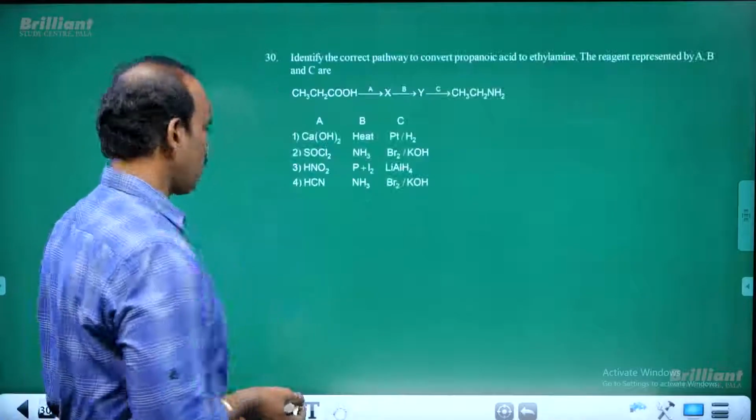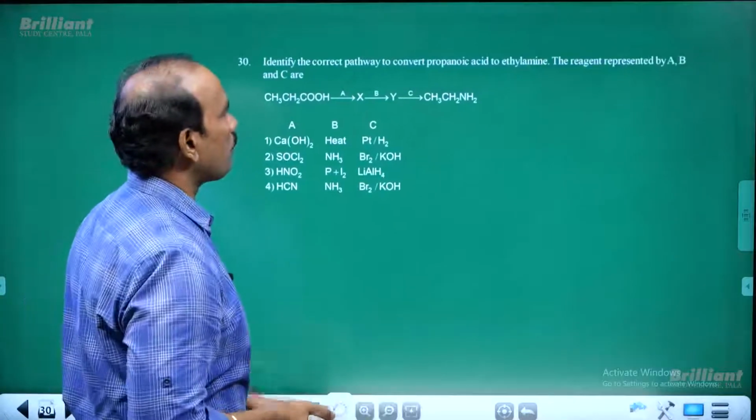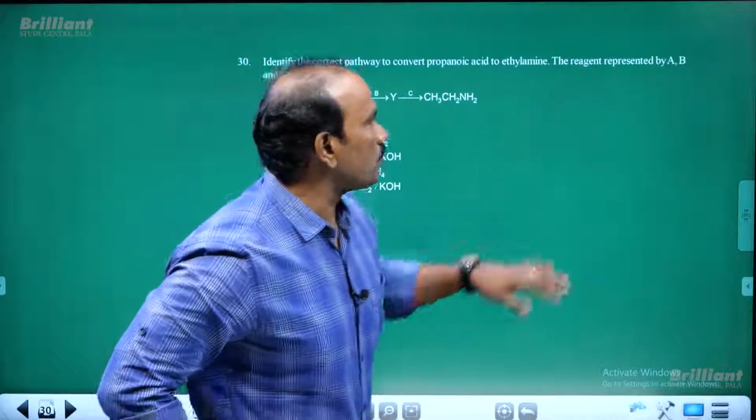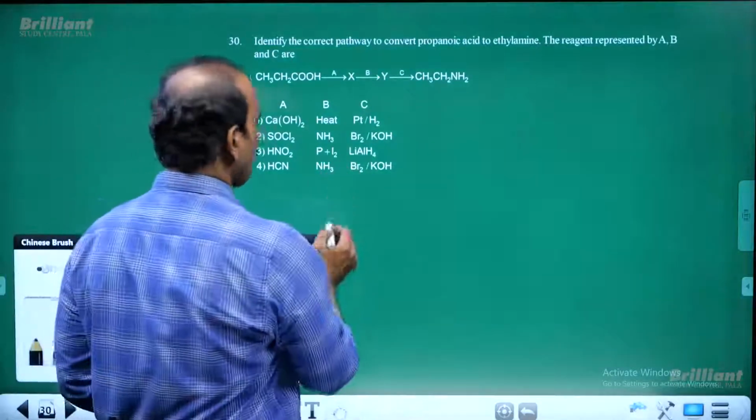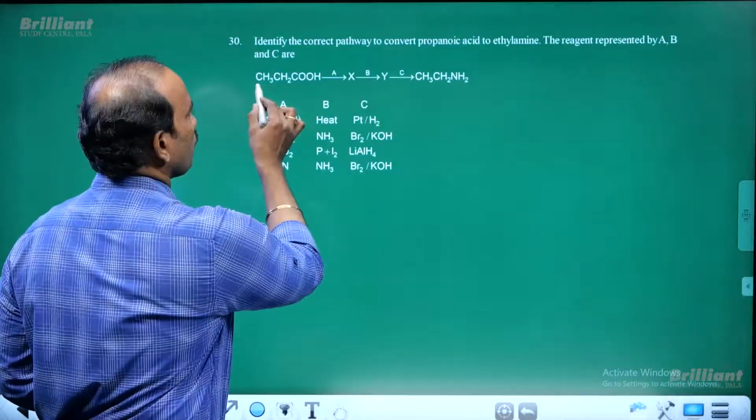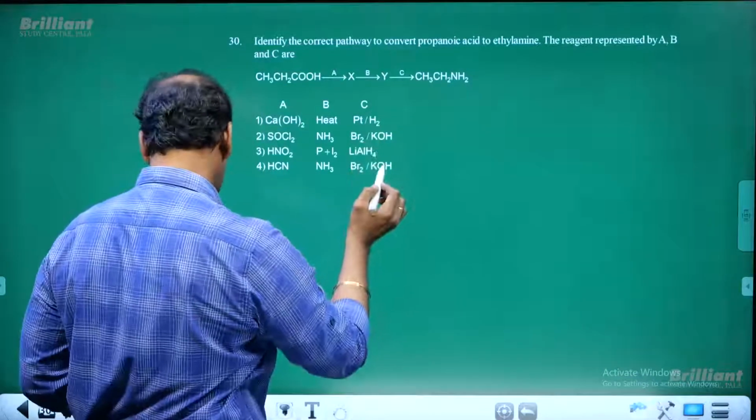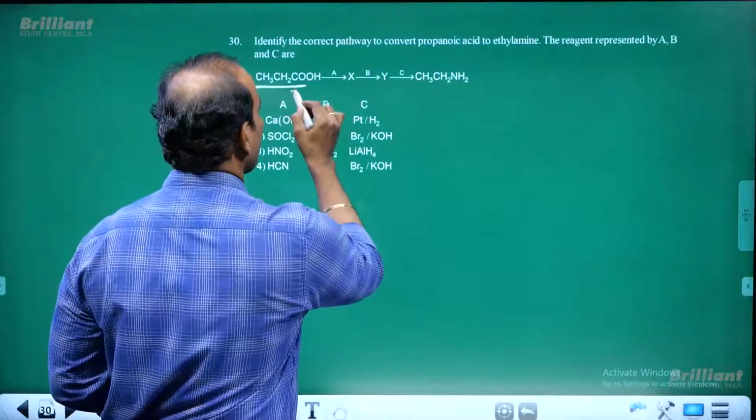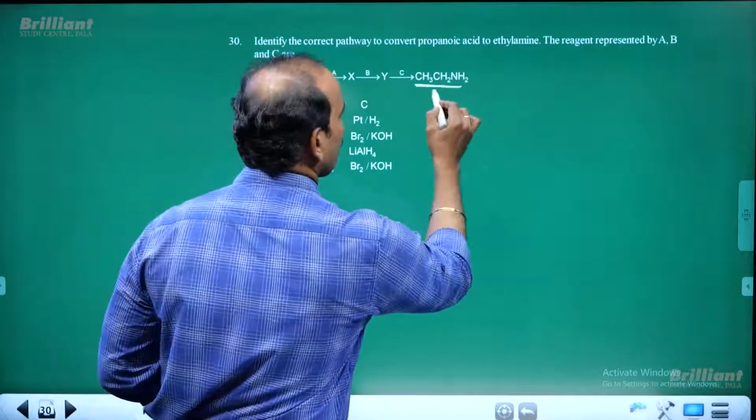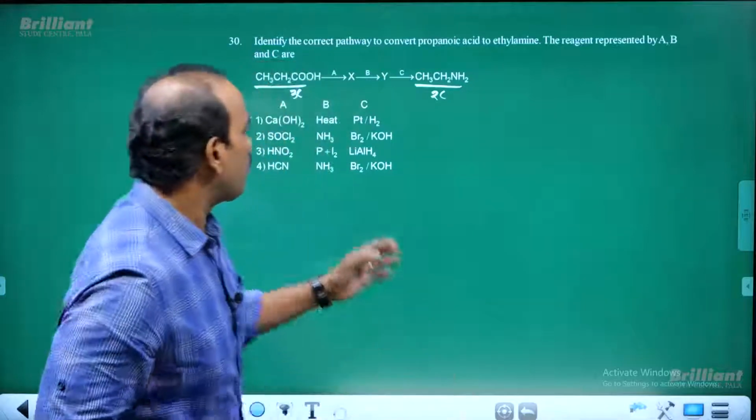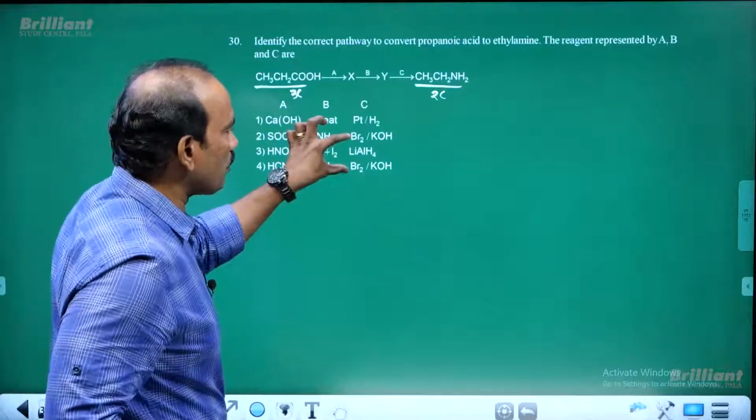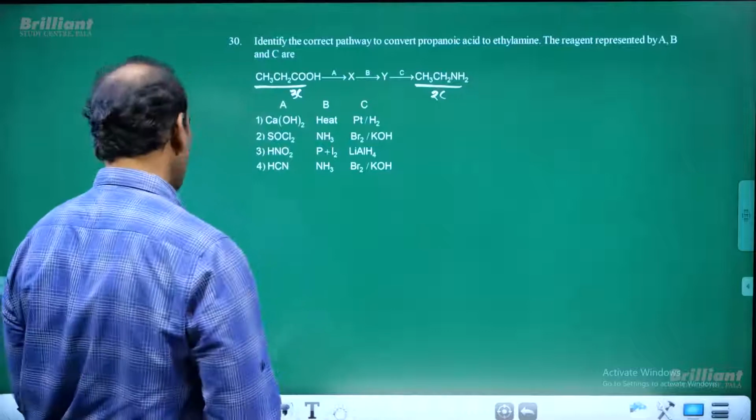Third one. Next, 30. Which of the following pathways is converted into? Then here, what you observed? Here how many carbons are there? 1, 2, 3. Here 3 carbons. Here 2 carbons. Obviously, what is that? Hofmann degradation. What is the Hofmann degradation? This one or this one. 2 possibilities.